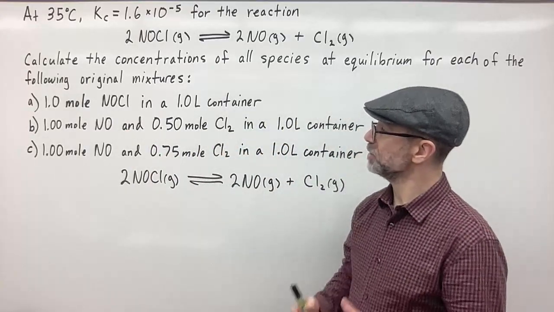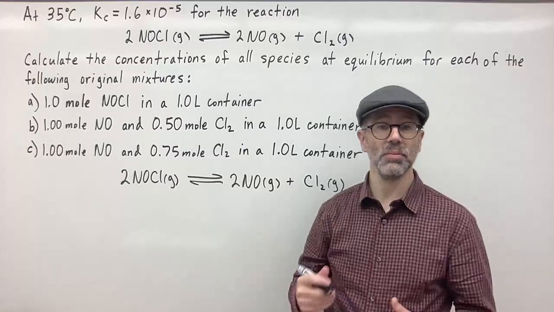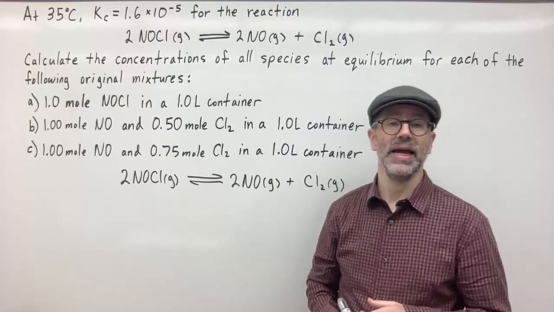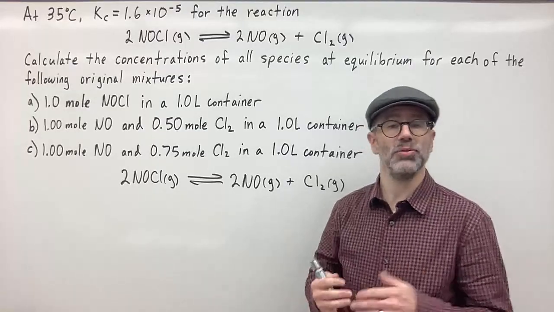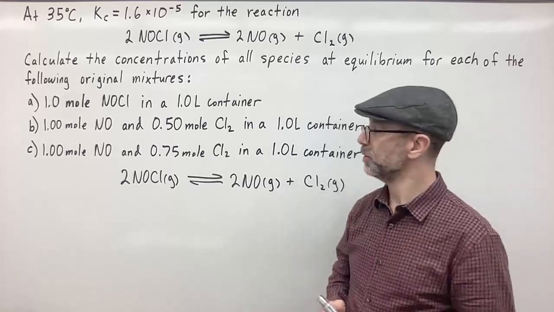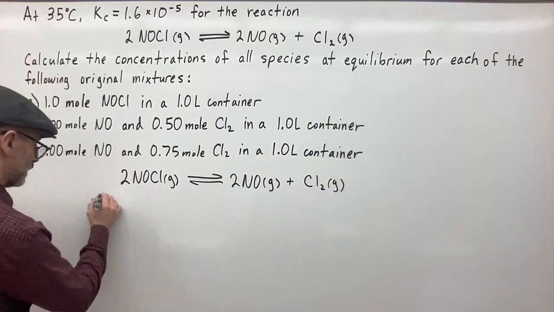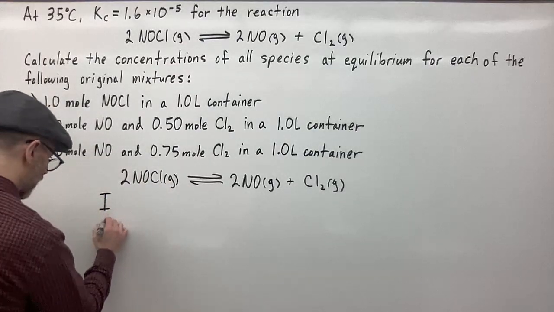They're giving us to start with 1.0 moles in 1 liter, so that's 1 molar of the NOCl, and that's what we're starting with. And so what we need to do is find the species at the equilibrium, which means we're going to need to do an ICE table. So let's go ahead and start that. Here I have my equation, and I'm going to have ICE.